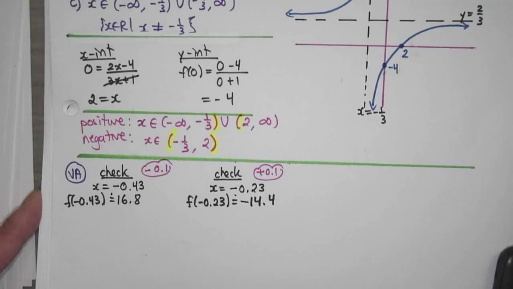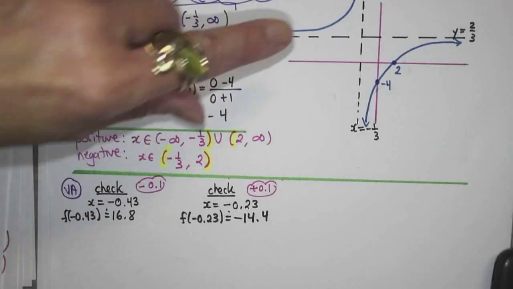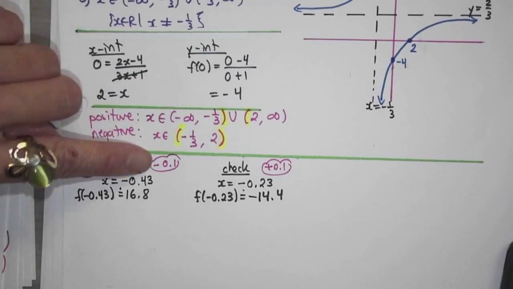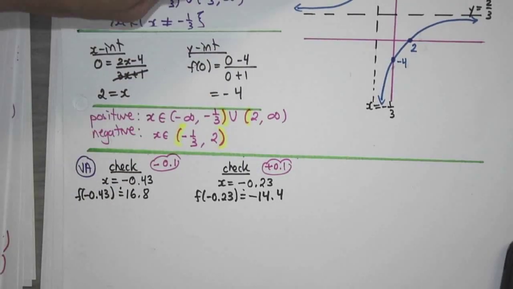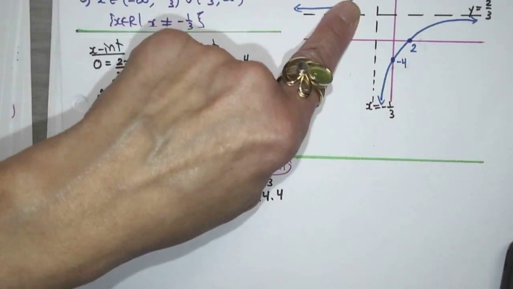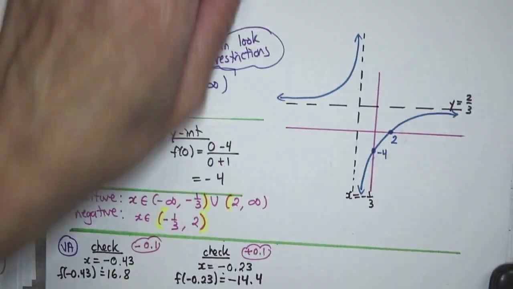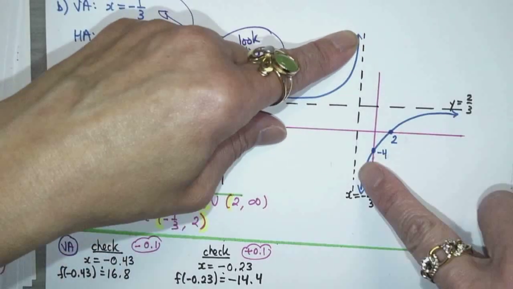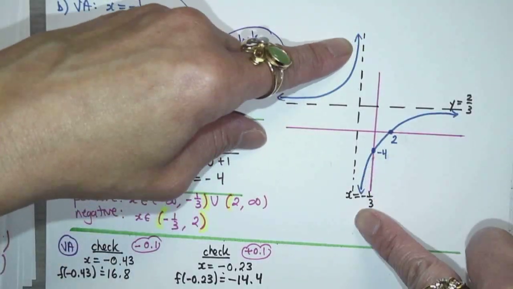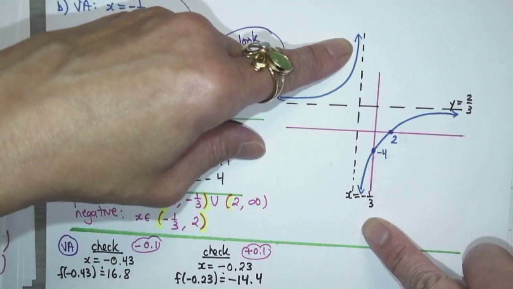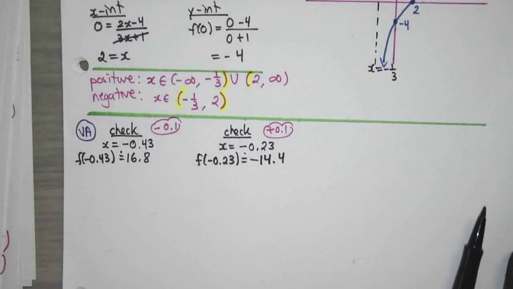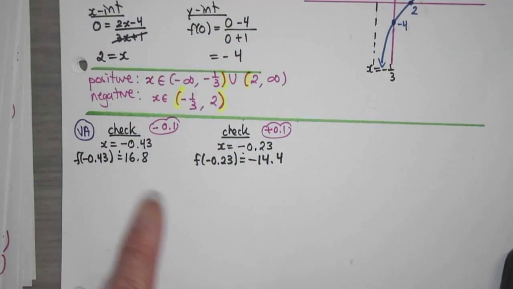What information is this check telling me? It's telling me that on the left side, so when I do minus, I'm on the left side of my asymptote, I'm heading up, right? I'm heading up my graph. On the right side, I'm heading down to a negative number. So I'm heading down my graph. So this is telling me my approach. So this is my check.